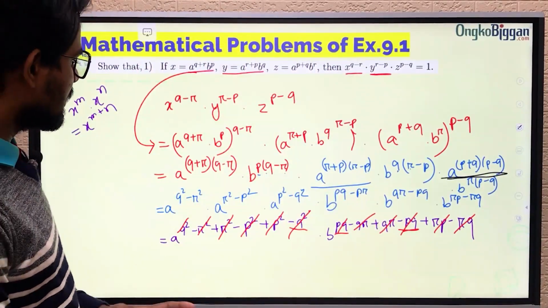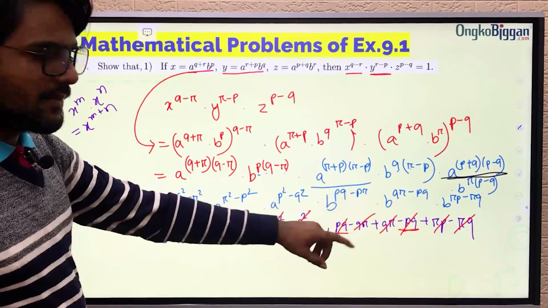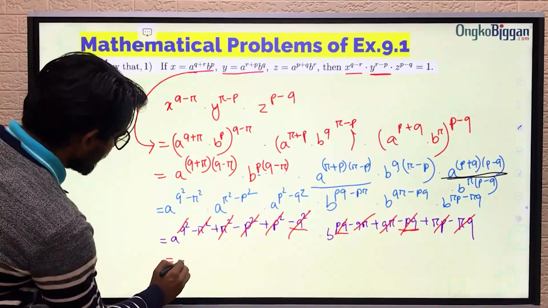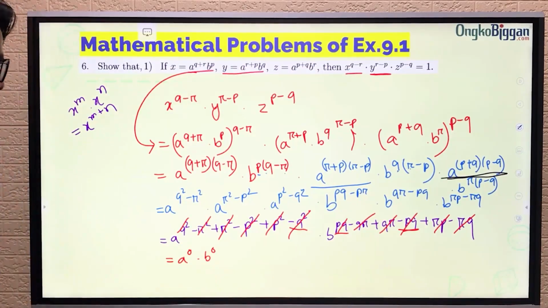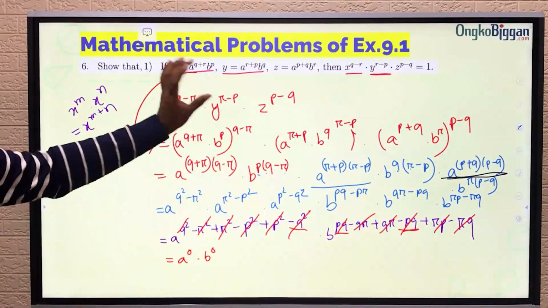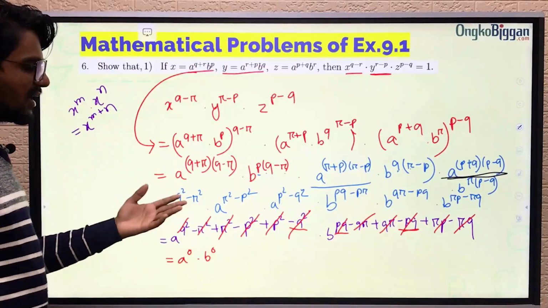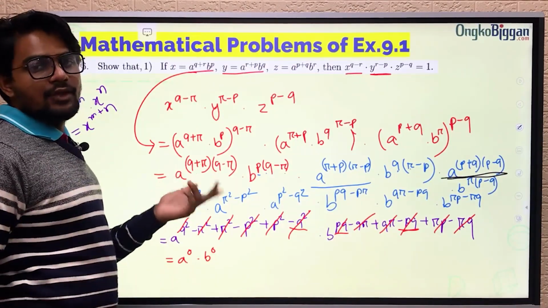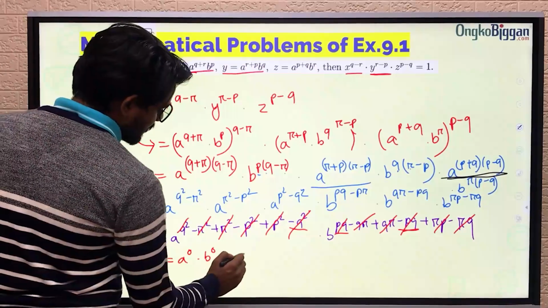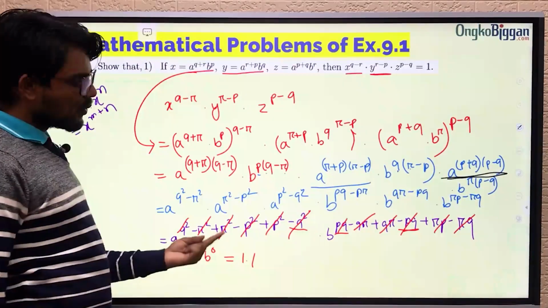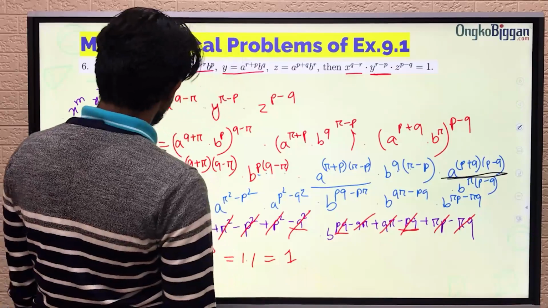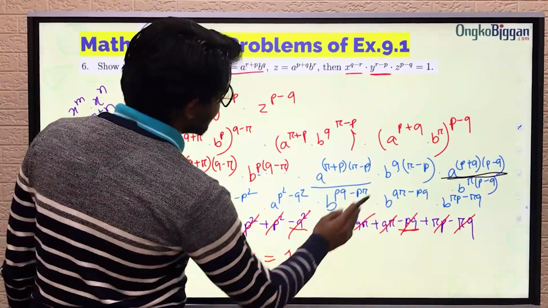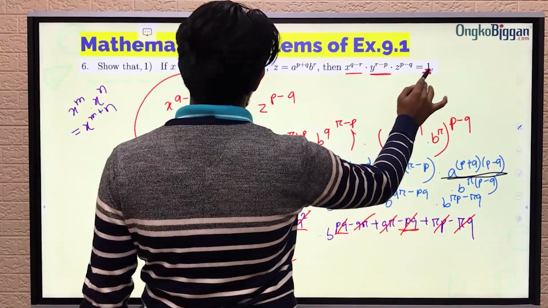So look, we have cancelled all the powers and we end up with a to the power 0 and b to the power 0, because there is nothing left in the powers of a and b. So we get a to the power 0, and we know that a to the power 0 is equal to 1, and b to the power 0 will be equal to 1 too. So we get 1 into 1, that is a total of 1, and this is the required answer, and it is equal to the left hand side.